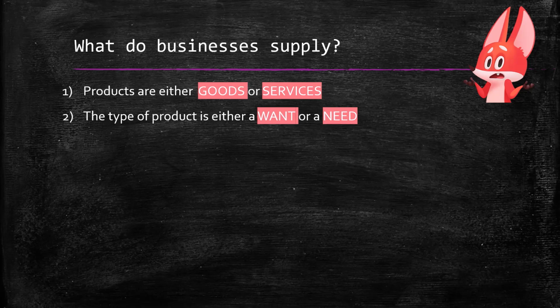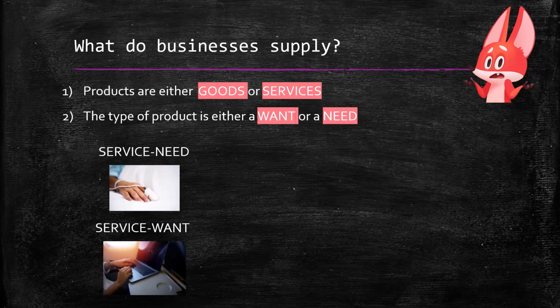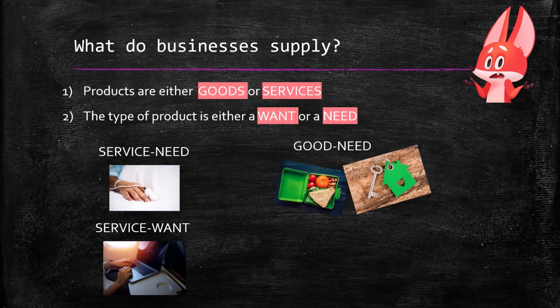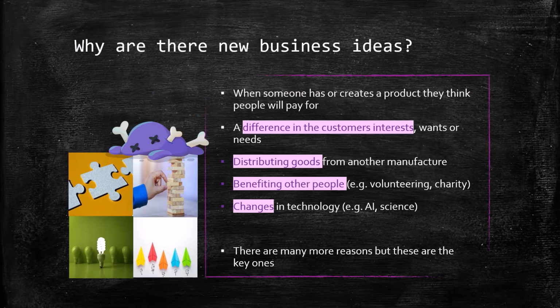Some examples, a service that you could need would be going to the hospital when you're sick, and a service you could want could be traveling or going on vacation. A good which is a need could be house or food, and a good which is a want could be makeup or jewelry. So why are there new business ideas?